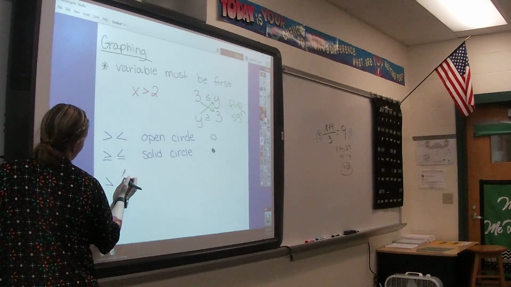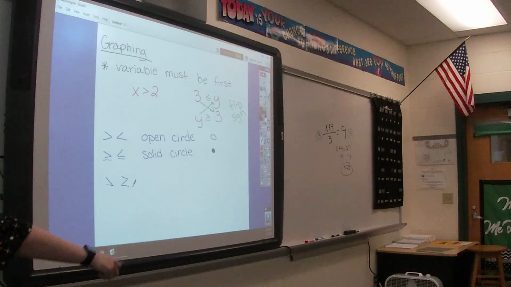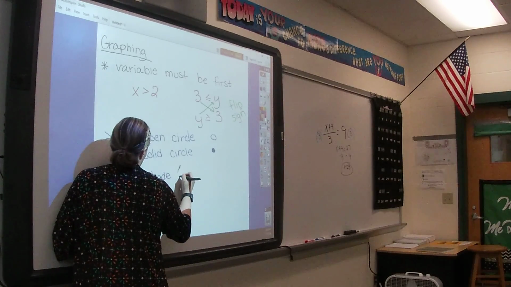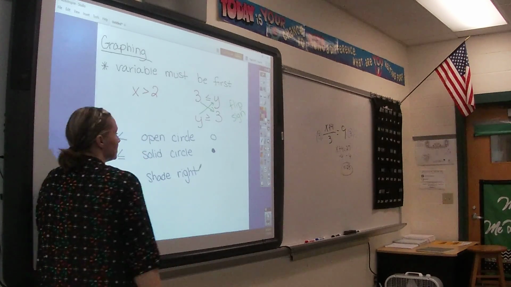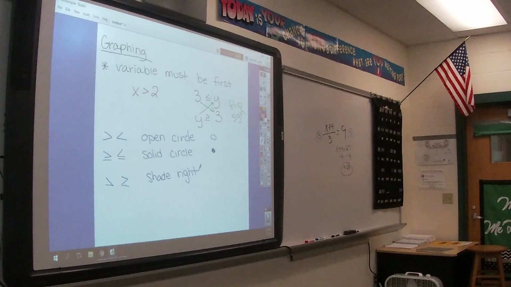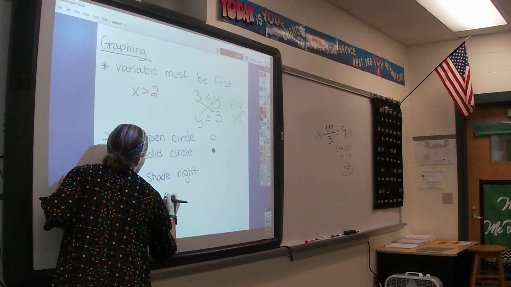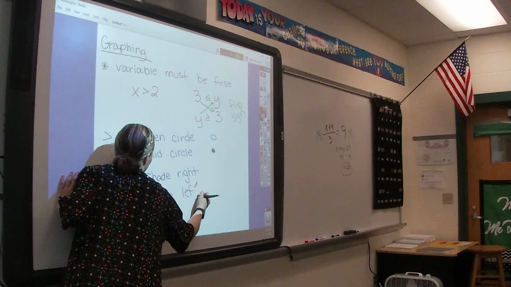If we have greater than or equal to, so notice these are both the same direction, these are both of my greater than options, we are going to shade right. If we have less than or equal to, we are going to shade left.